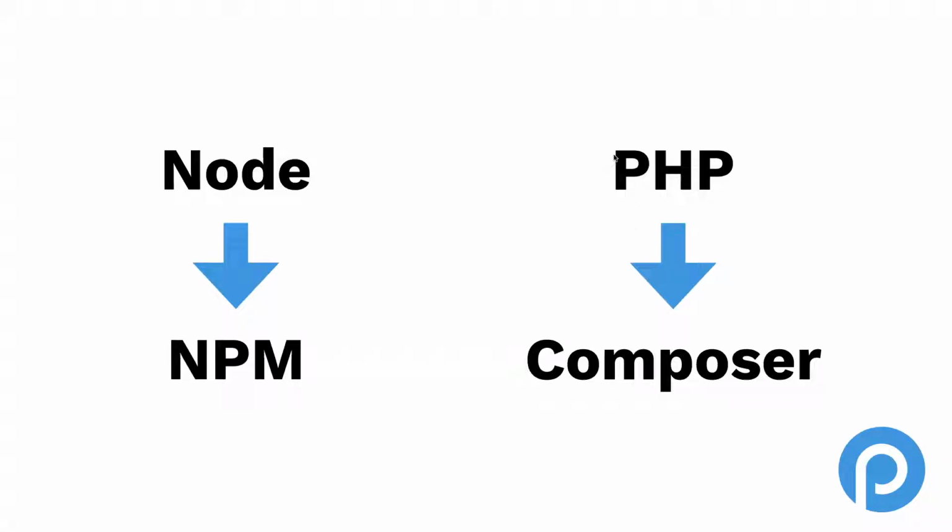PHP, of course, is our programming language that the back-end part of ProcessMaker 4 is built in. Composer is the package manager for PHP. It allows you to do much the same thing as NPM does for Node, in that you can install various open source packages. You can also install closed source packages, and that's something that we'll show you today as well.